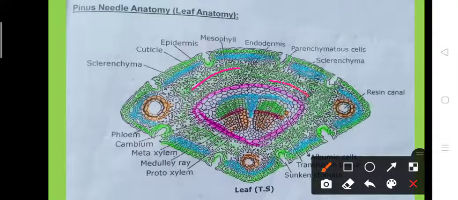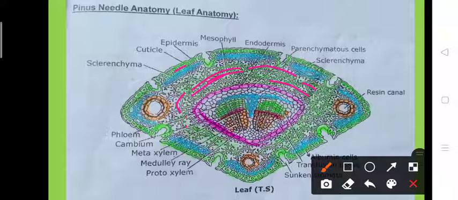This is the mesophyll region. Below the hypodermis, mesophyll is present. It is made up of parenchymatous tissue and not differentiated into palisade and spongy tissue. Mesophyll cells have thin cell walls, and this mesophyll shows finger-like infolding structures to increase the surface area for photosynthesis.